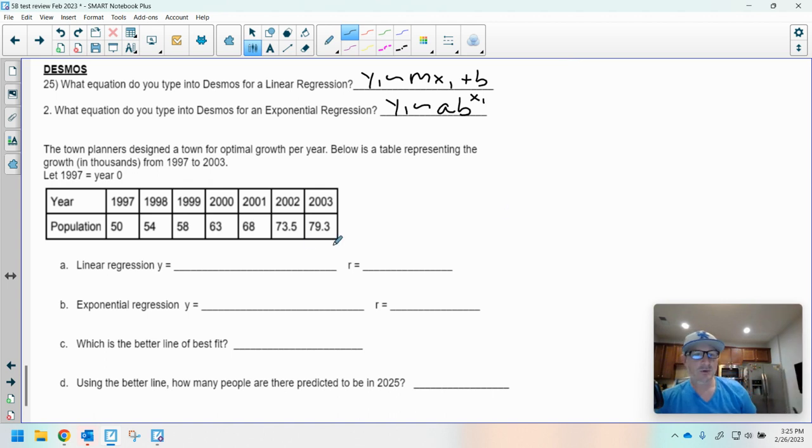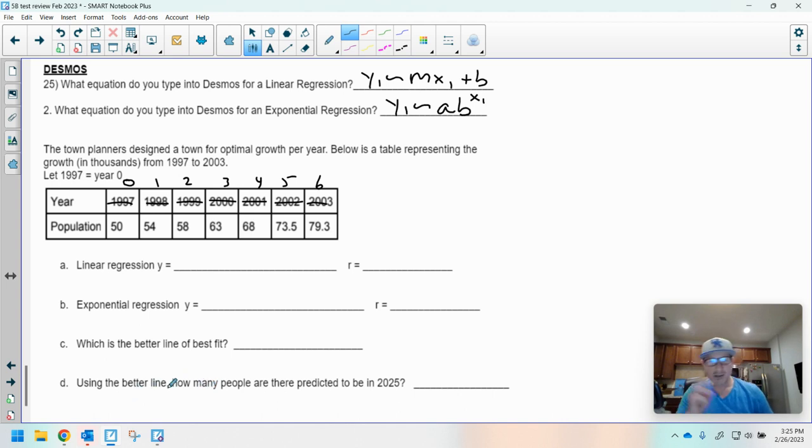All right, now we've got one of these questions here. It says 1997 is our starting year, but that equals year 0. So I'm actually going to put 0 here for 1997, then 1, 2, 3, 4, 5, 6. And that's what we put in Desmos. We don't put in the years in Desmos because they want us to use 0 for 1997 and so on.